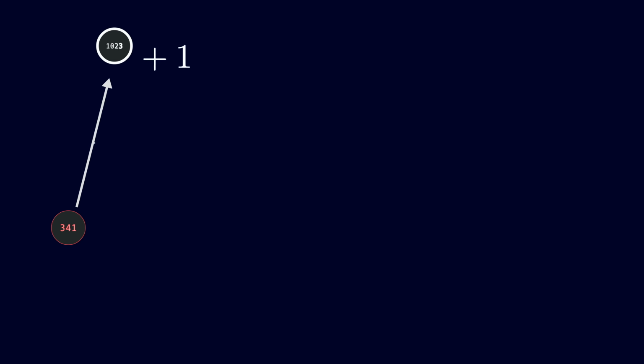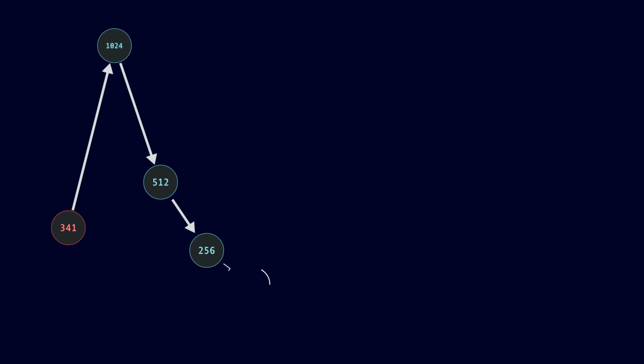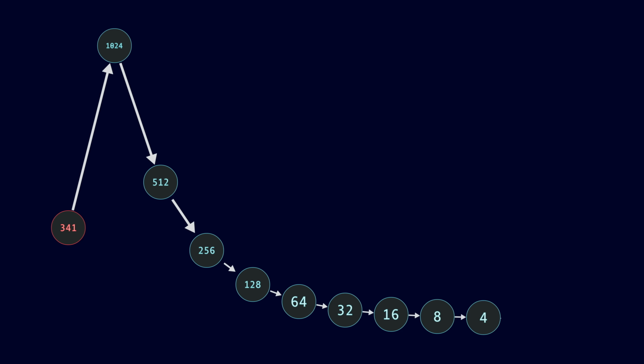Multiply by 3 and add 1, you get 1024, which you can divide by 2, and then divide by 2 again, and again, and again, and again, 10 times in total until you're down to 1.